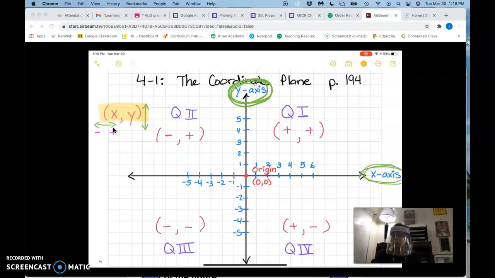Okay, copy this down. And for y, if I move up, is it positive or negative? It's positive. And if I move down, it's going to be a negative number. Okay? So this is just like a little reminder to help you remember which way to move for your x and y values.